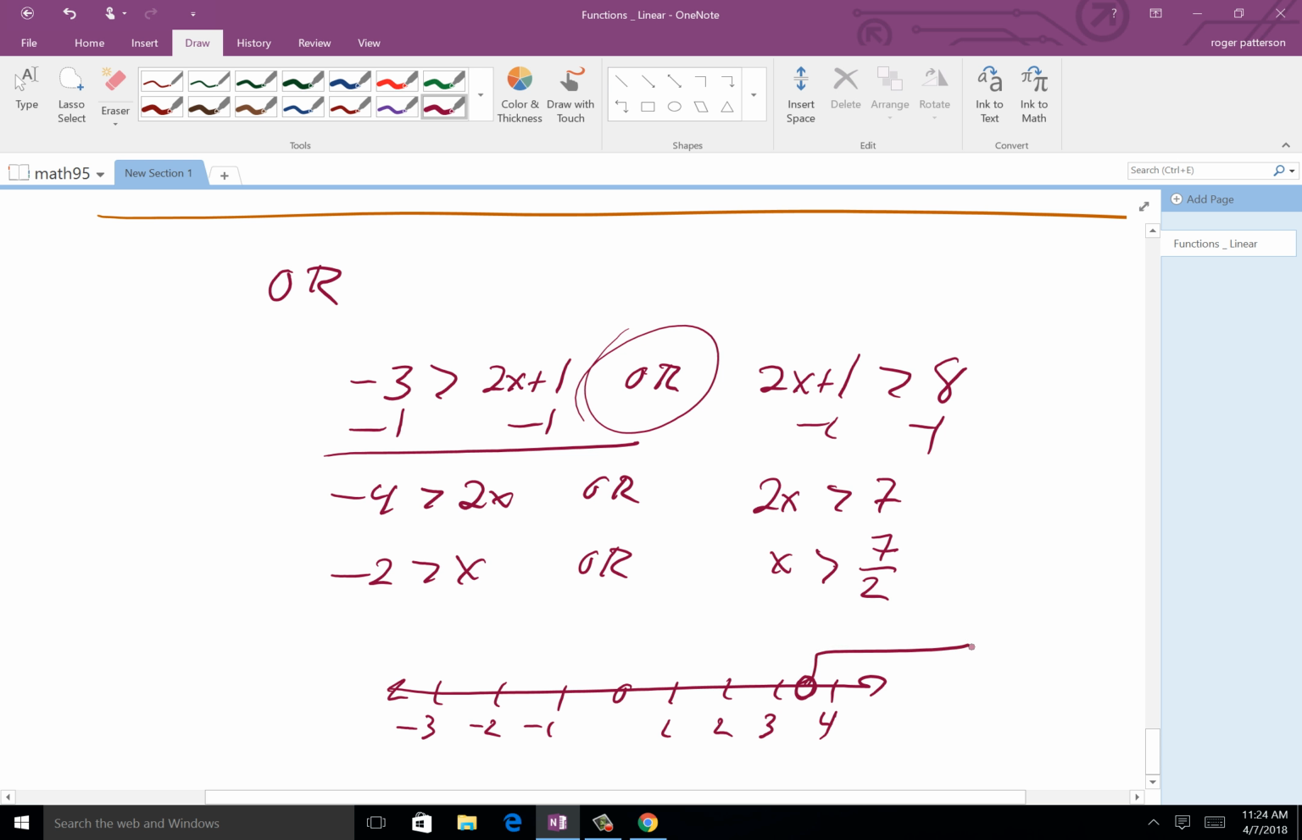All right? So an AND, we noticed, came together. So the ANDs are going to overlap. The ORs should not overlap. So that's an OR. So in interval notation, here we would have negative infinity because it's out this way, negative infinity, parentheses, to negative 2, parentheses.